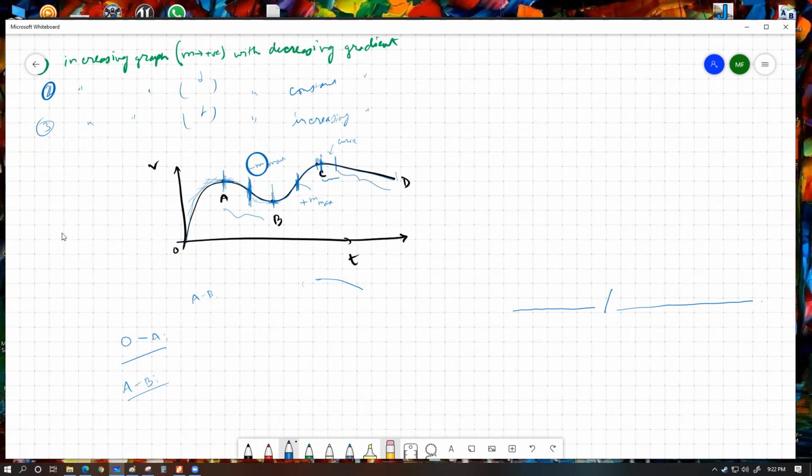me. What I said is that the object starts from rest and then accelerates from O to A with decreasing acceleration, slash, value of acceleration decreases.